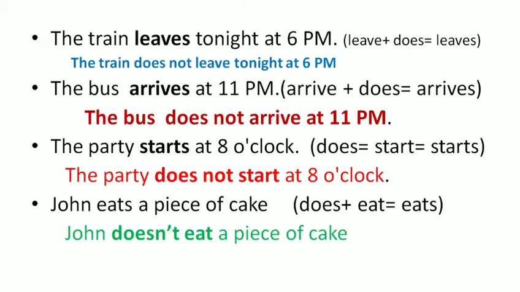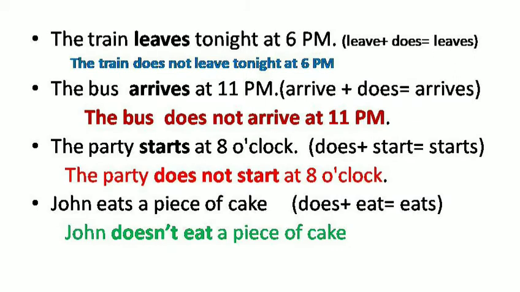Then we can look at some examples of how to change these simple present tenses into negative sentences. The train leaves tonight at 6 p.m. That means leave plus does here becomes leaves. So we have split the auxiliary, that is does, from the sentence. The train does not leave tonight at 6 p.m. If we have taken the auxiliary from the sentence, again we don't use the S form along with the verb.